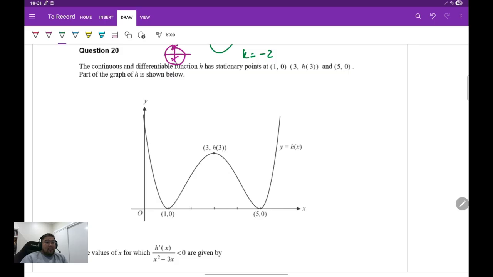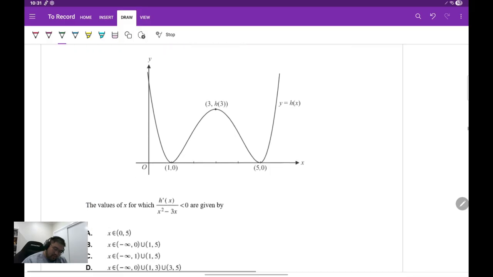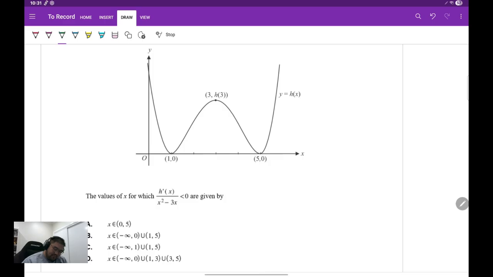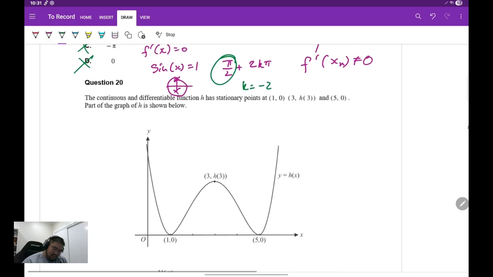Question 20. We've got a continuous and differentiable function h that has stationary points at 1, 0, 3, h3. For the values of x, which h dash of x over x squared minus 3x is less than 0, is given by what? Okay.